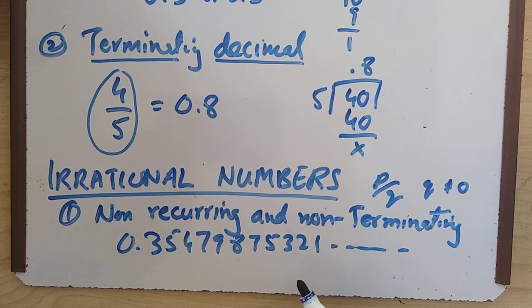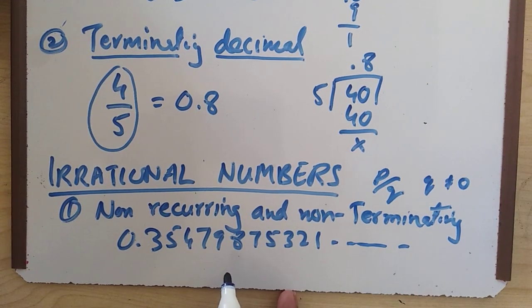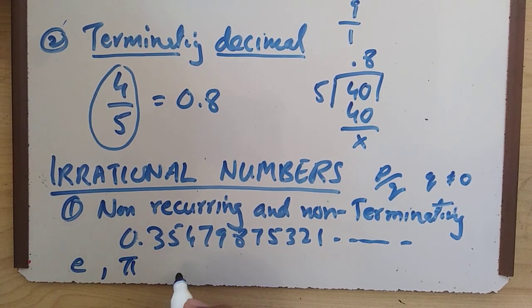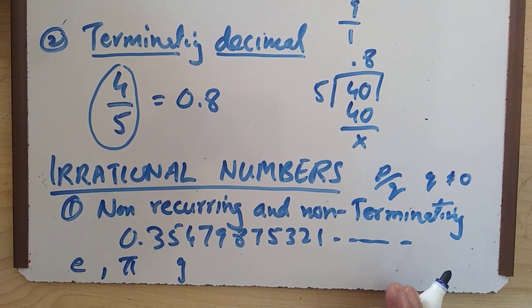This category also includes numbers with symbolic values like e, or the value of pi, the value of g, that we use in different subjects like physics and other subjects.